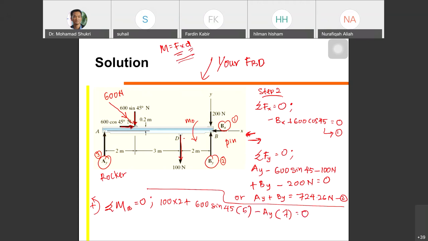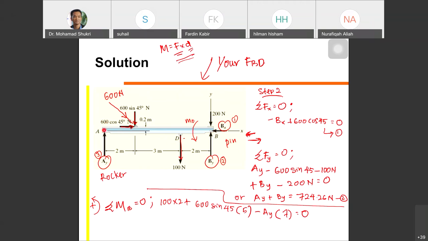Okay. So imagine if you take moment at point A, you also need to find the moment due to D, due to BY, BX, and 200. If you take moment at point B, you need not find the moment due to 200, due to BX, and due to BY. So you have less hassle. It's not wrong. You also can take moment at any point, but it becomes more work to do, right?